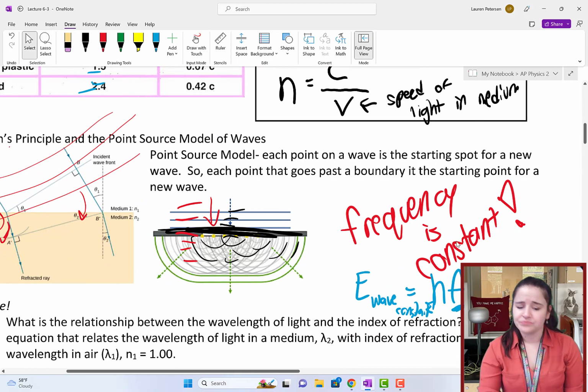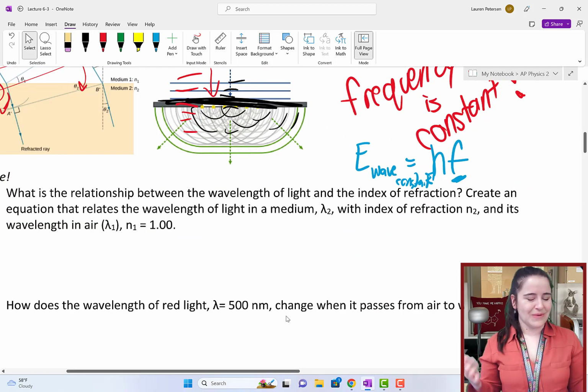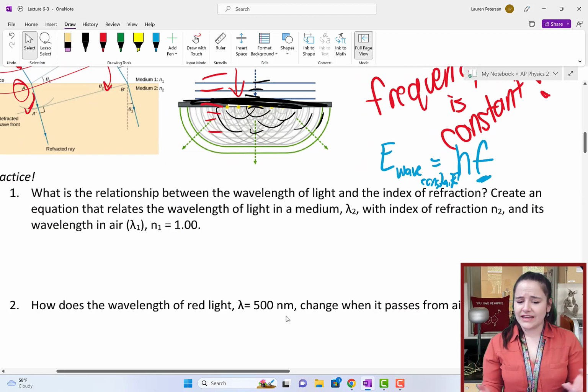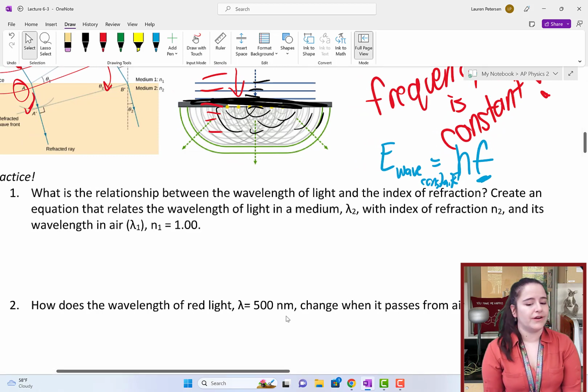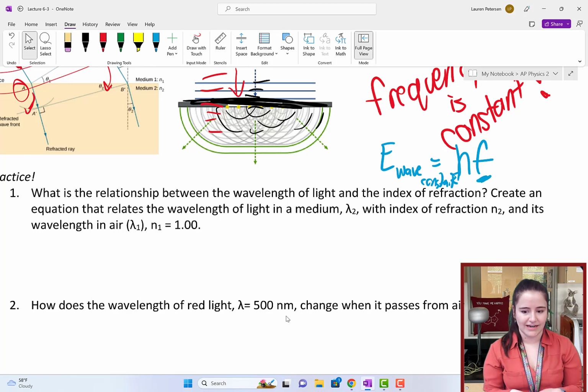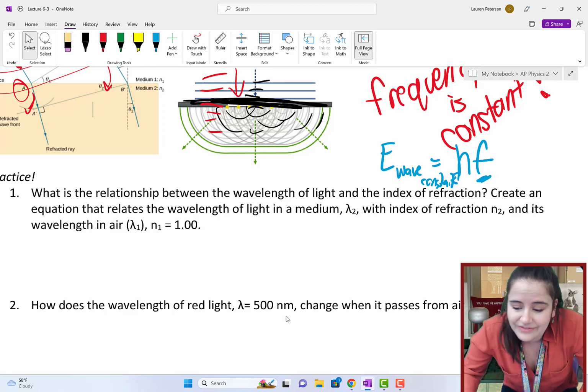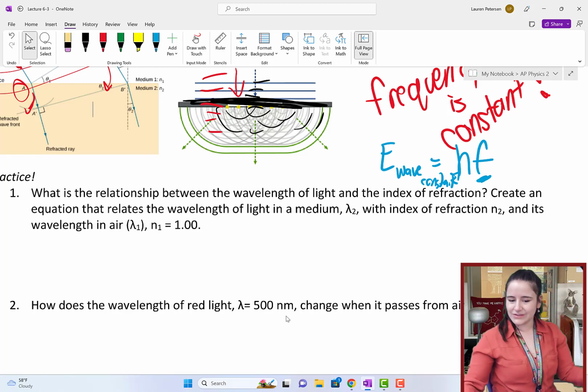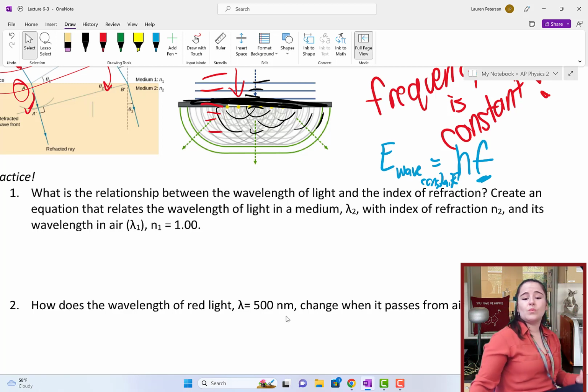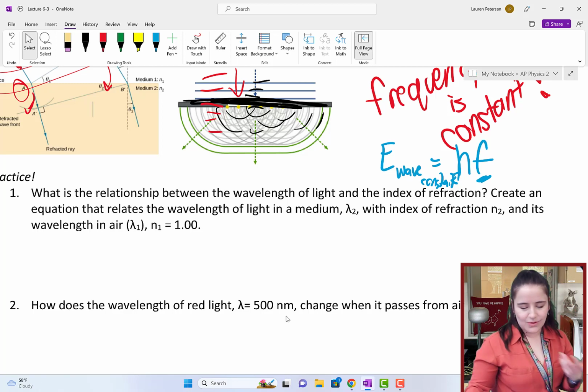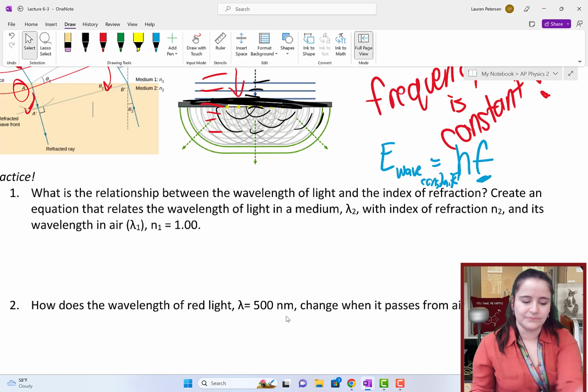Frequency is constant. So what about wavelength? What is the relationship between the wavelength of light and the index of refraction? So we're going to create an equation that relates the wavelength of light in the medium, wavelength 2, with the index of refraction, N2, and its wavelength in air, which N equals 1, so we just use it like that.